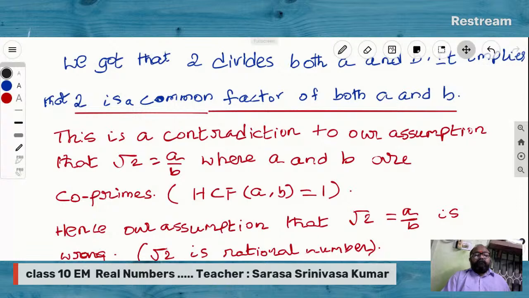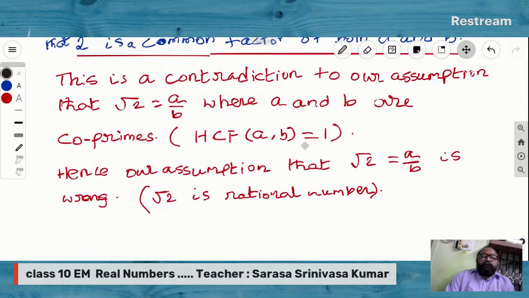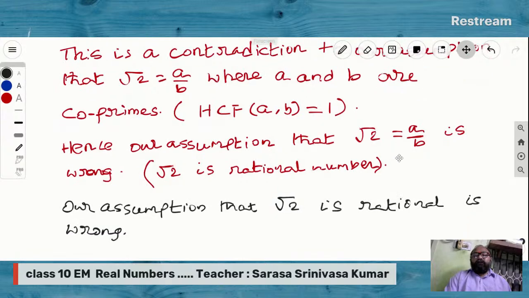In the starting, we assumed that square root of 2 equal to a by b. If square root of 2 is a rational number, then we can express square root of 2 in the form of a by b, where a and b are integers and the highest common factor of a and b is equal to 1. That is, a and b are co-primes. Now we got that 2 is a common factor of a and b. This is a contradiction to the assumption that a and b are co-primes.